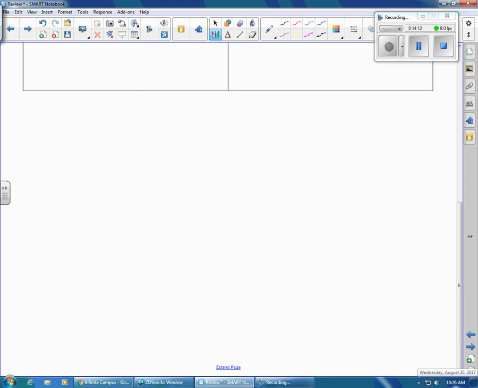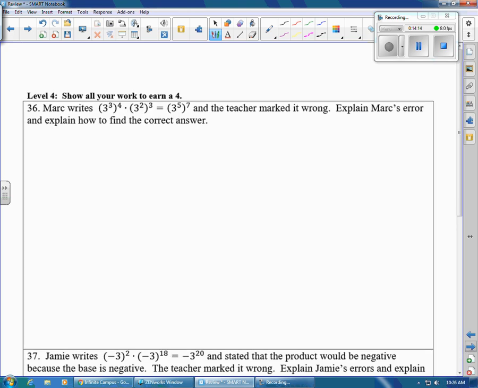Let's take a look at the story problems that we have. Let's do problem 36 together. Mark writes 3 to the 3rd power all raised to the 4th power times 3 to the 2nd power all raised to the 3rd power, and that equals 3 to the 5th power all raised to the 7th power, and the teacher marked it wrong. Explain Mark's error and explain how to find the correct answer.